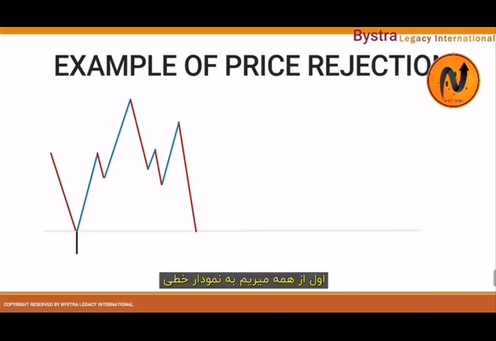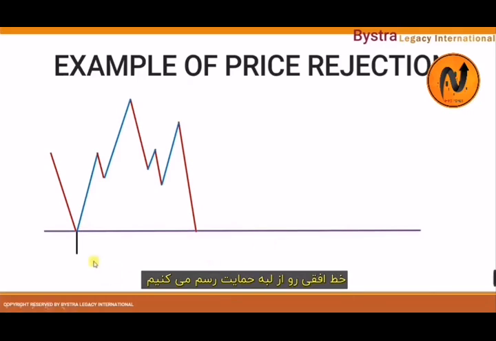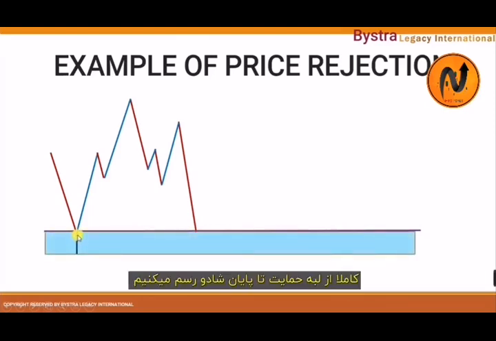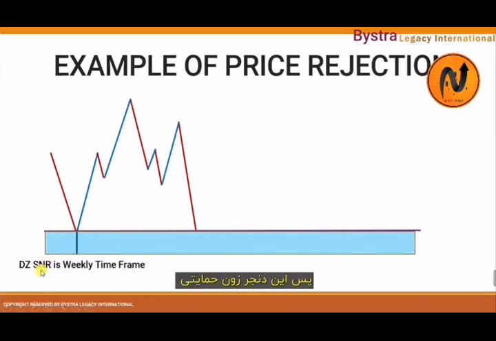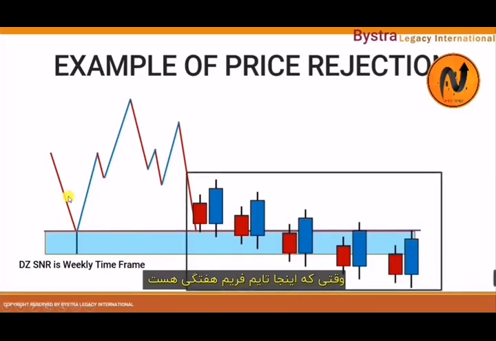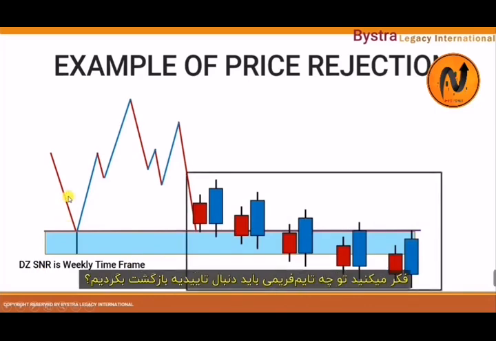First of all, we go to the line chart, we mark the horizontal line at the edge of the support, and then we draw the zone all the way from the edge of the support to the wick or the shadow. Okay, so this is the danger zone support for the weekly time frame. So now, when this is a weekly time frame, which time frame do you think we should look for the confirmation of rejection?